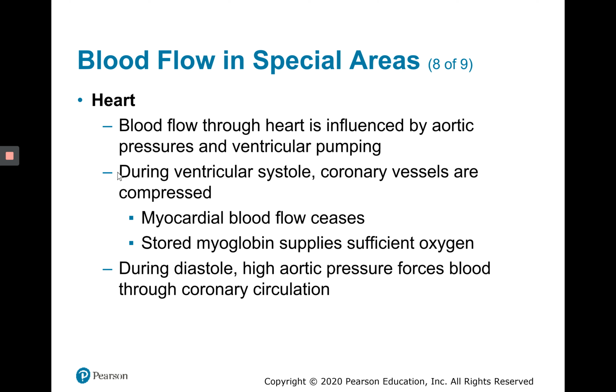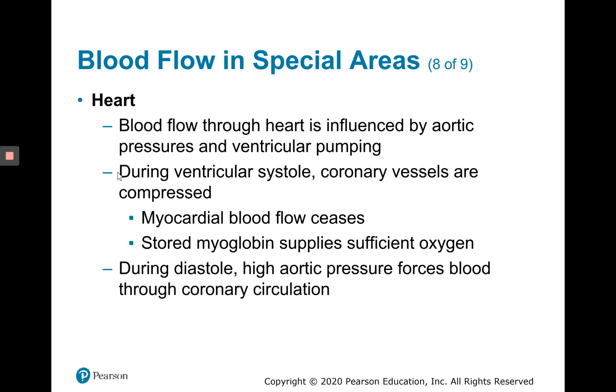Another special area we want to look at is the heart. Blood flow through the heart is influenced by the aortic pressures and ventricular pumping. So we looked at the pressure and volume changes through the heart via the cardiac cycle, and during the cardiac cycle, you were introduced to the stage called ventricular systole. And during ventricular systole, the coronary vessels are compressed because this is the contraction phase of the cardiac cycle. This compression leads to myocardial blood flow ceasing, and thankfully we have stored myoglobin within the myocardium cells, or the cardiac myocytes, and this is able to supply sufficient oxygen during the stage of ventricular systole.